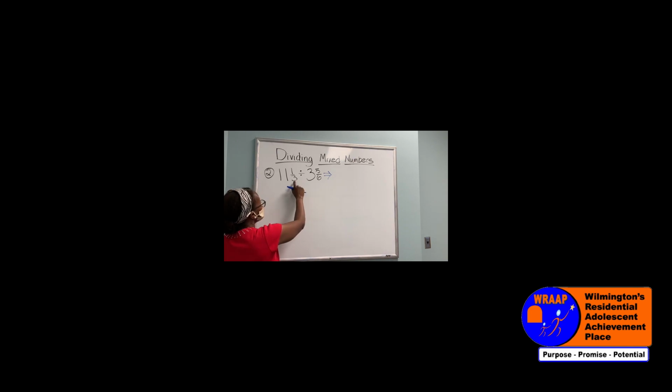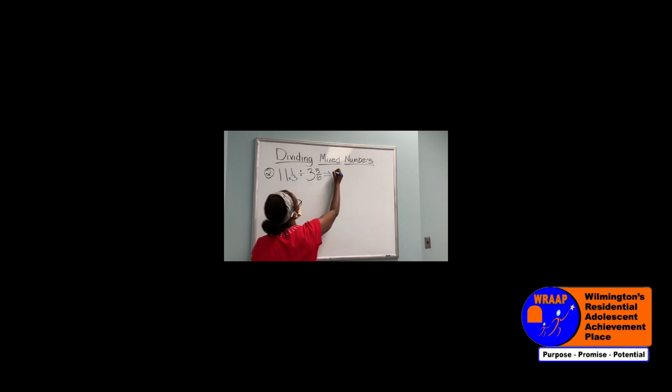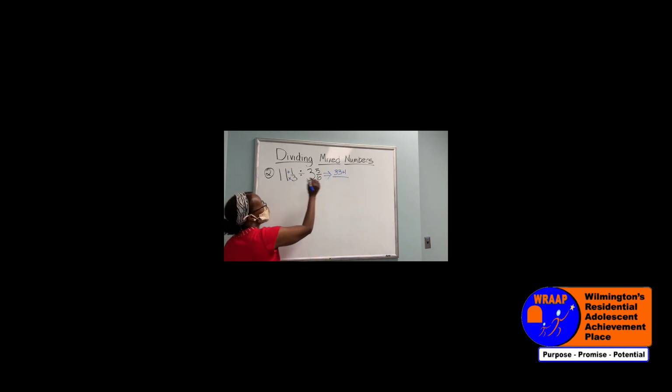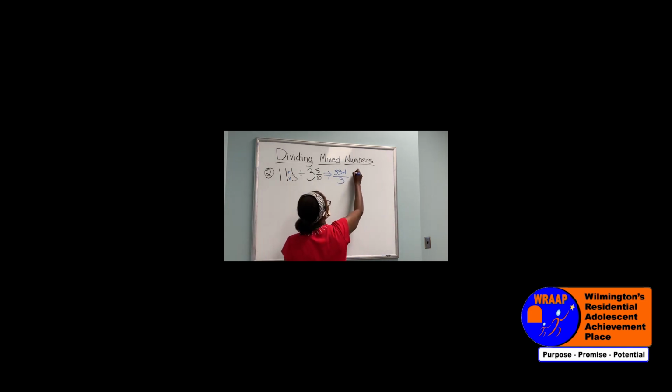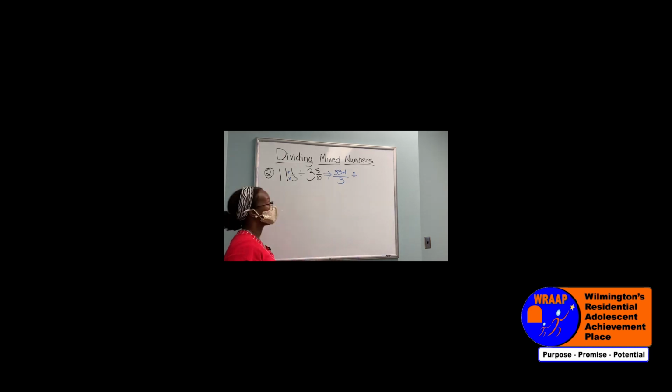So we're going to multiply the denominator by the whole number, which will be 33, because 11 times 3 is 33. And then we're going to add the numerator to that. And keep the denominator the same for the improper fraction, okay? We're just trying to rewrite this problem. We're not actually trying to solve it yet, just getting it into improper form.